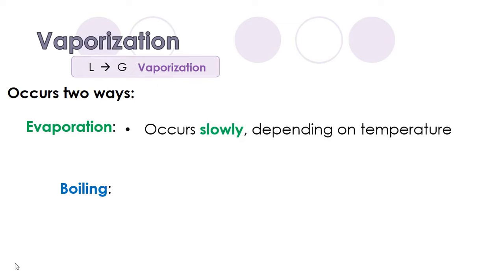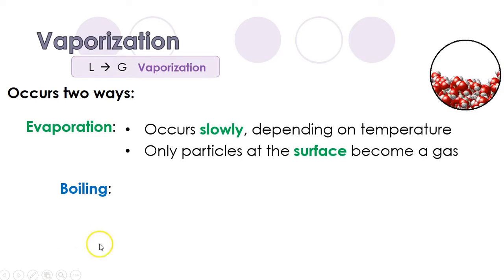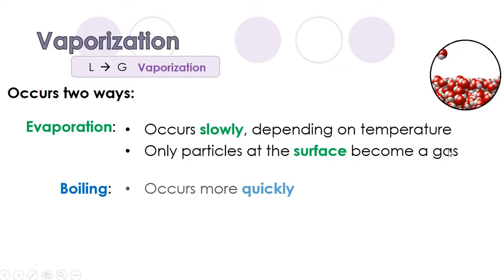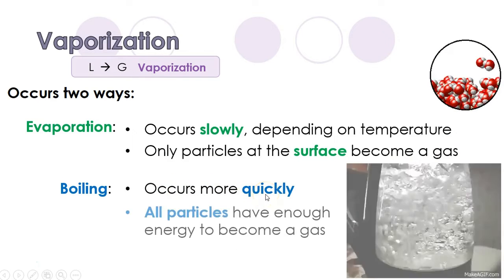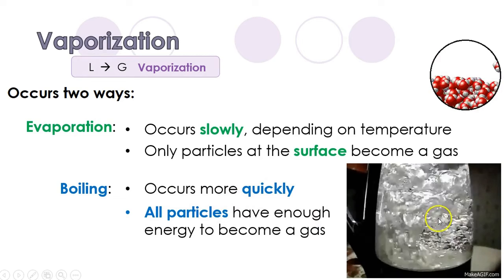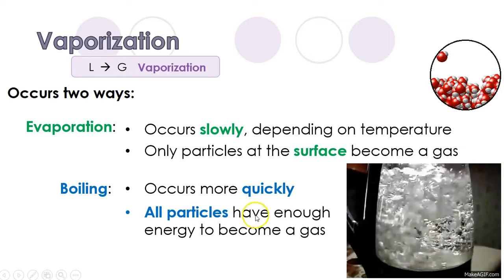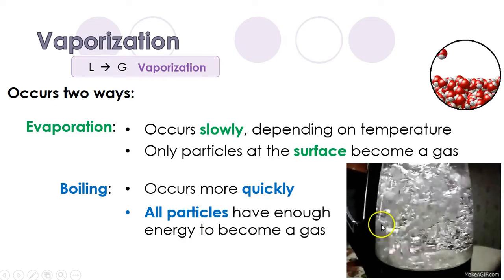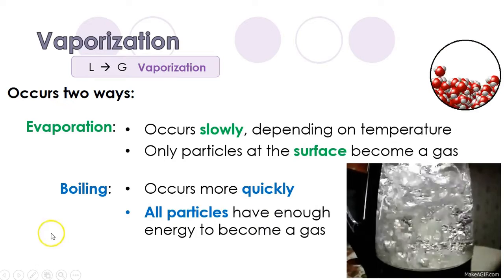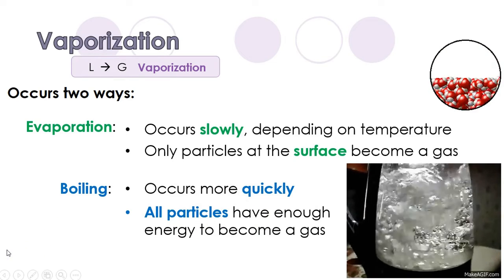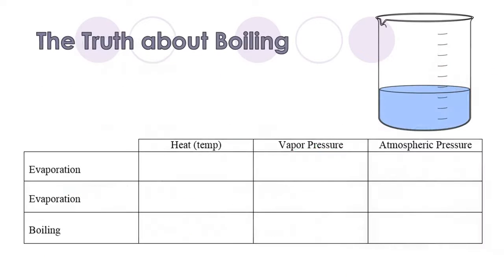Evaporation occurs very slowly, and it depends on the temperature. When you're evaporating, you're heating something, and only the particles at the surface are going to escape outwards into a gas. The difference is when you're actually boiling something. Boiling occurs very quickly. And when that happens, all the particles, not just the ones at the surface, have enough kinetic energy to become a gas and escape into the atmosphere. Now that you know the 2 ways vaporization can occur, let's talk about boiling a little bit deeper.